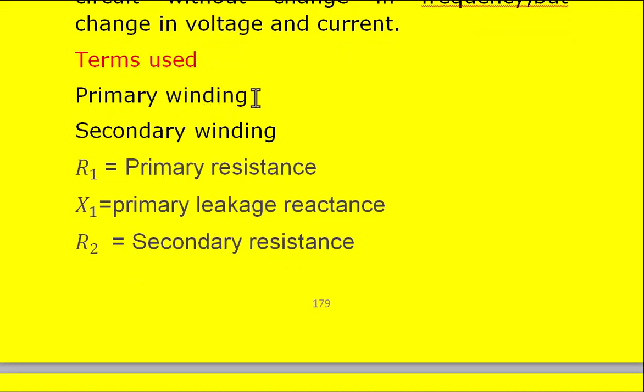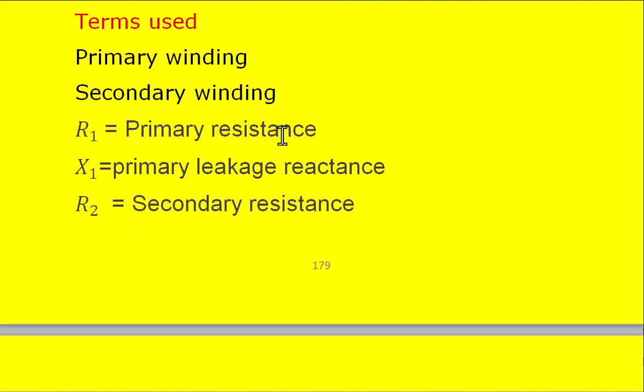Next, what are the terms used in this video? Number one is primary winding. Primary winding means the winding of the transformer which is connected to the AC supply. Secondary winding means the winding of the transformer connected to the load or left open.